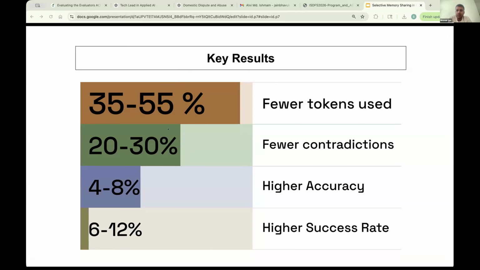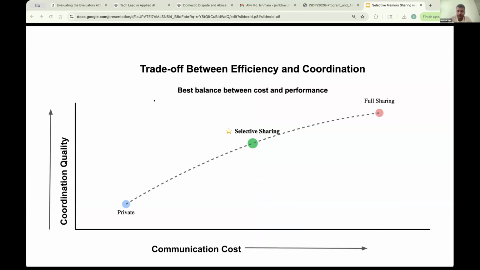Third, we observe a 4 to 8% increase in accuracy, and while that number may seem modest, in already strong systems, even small gains are meaningful. And finally, we see a 6 to 12% improvement in success rate, which reflects overall task completion performance. This is important because typically reducing communication hurts performance, but here we show the opposite, that is, sharing less but smarter actually makes the system better.